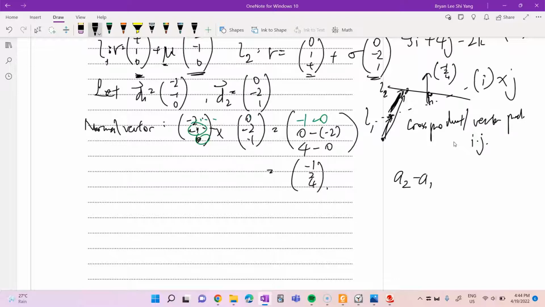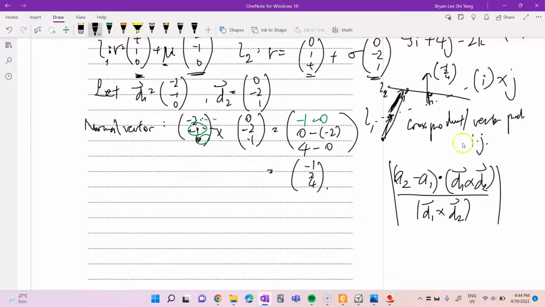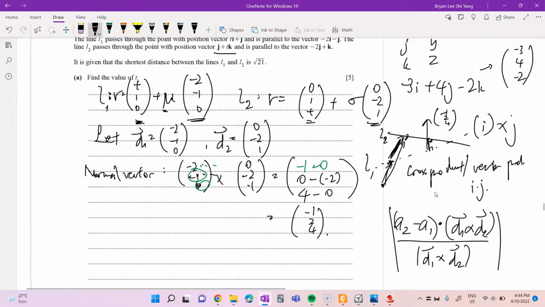A2 minus A1. Is it? Oh my god, I forgot. Over D1 times D2. So this is the cross product. And then we put a modulus sign outside to represent the absolute value, because distances cannot be negative. So, okay, we have a cross product, and then a dot product over here.